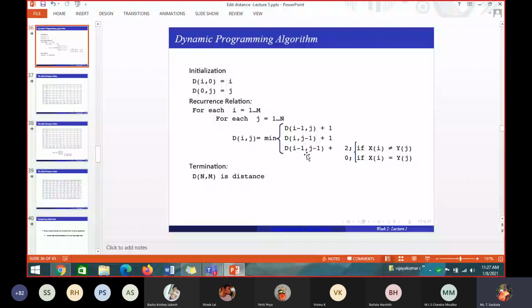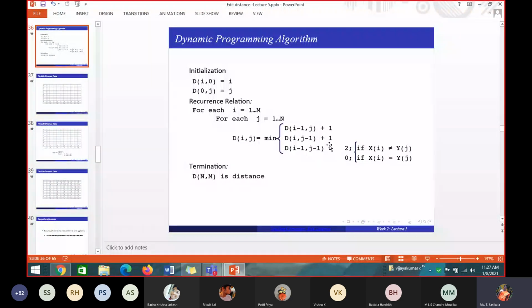Whether x of i and y of j are the same. It is not the same, because it is I and E we are comparing. What is the character we are comparing? x of 1 and y of 1, which are I and E. Whether it is same? No. So not equal means what do I have to add? Plus 2. So here 0 plus 2.